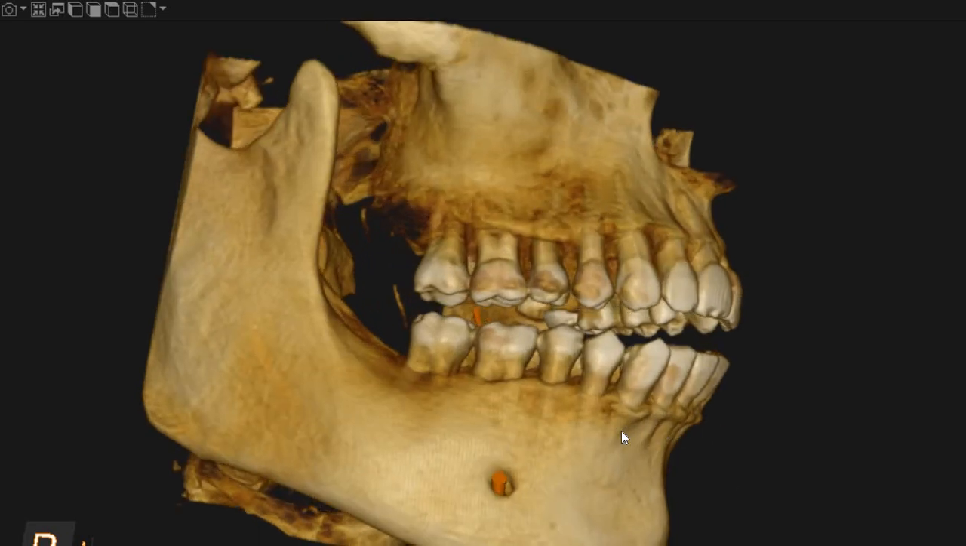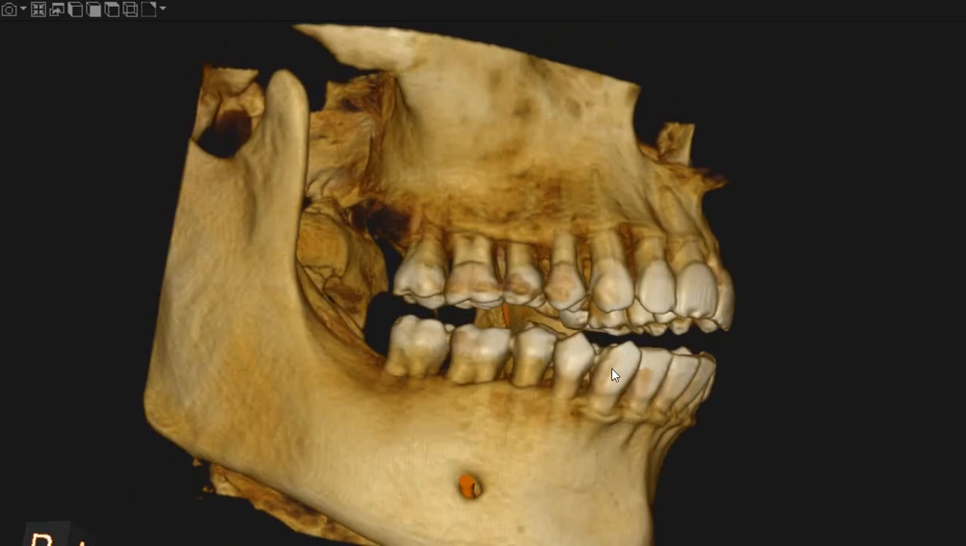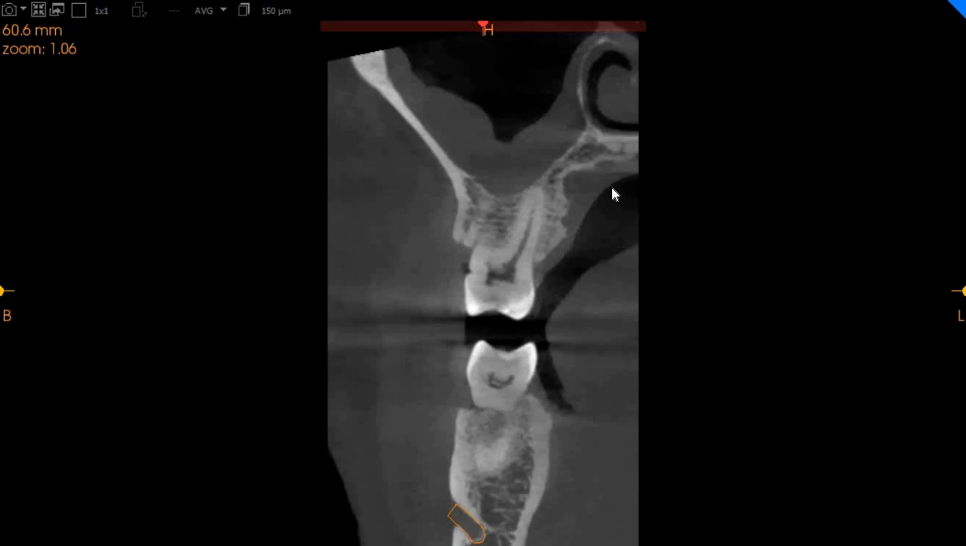This is the CBCT of the patient that you had requested. The area of interest is the upper right 4, 5, and 6, and the lower right 4, 5, and 6. Now we're going to concentrate on the upper right 4, 5, and 6 first. On the transaxial view, this is the upper right 6.